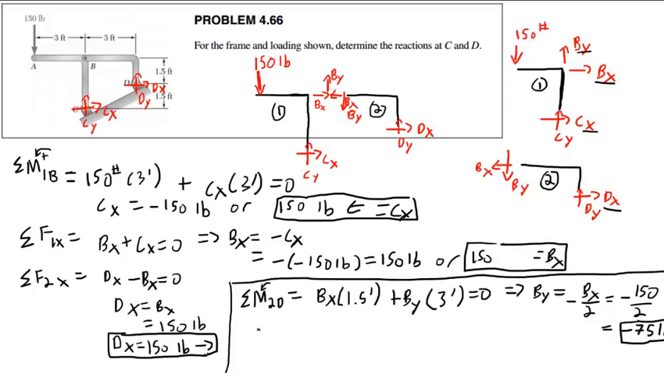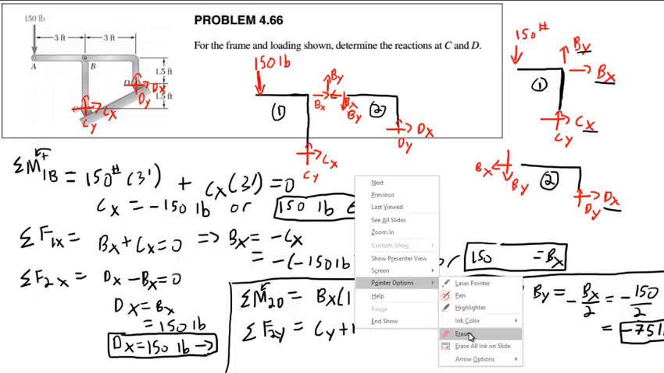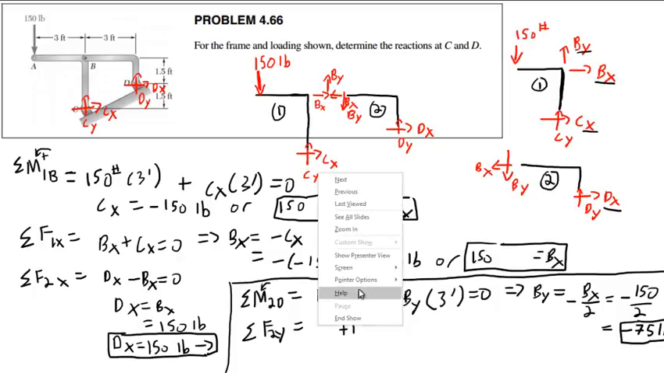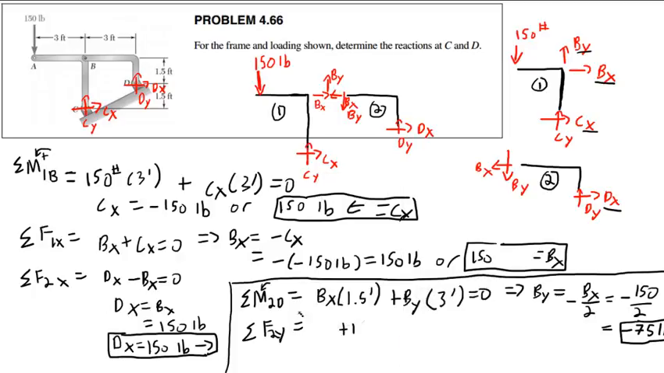And then, sum of forces in the y direction on object two. This will give us positive CY, plus DY, minus BY.